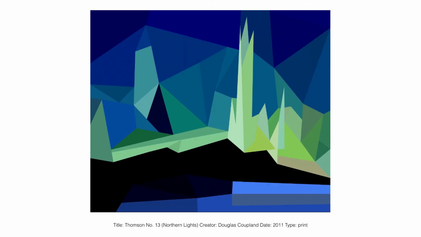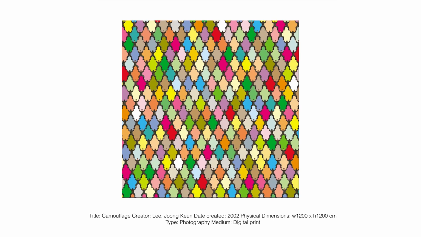This work by Douglas Coupland has a lot of things that are working in harmony with each other. So there's a consistency of the use of angles and lines. There's a consistency in the analogous colors, but the saturation creates a real contrast here. So we've got these brighter colors that are coming forward as foreground elements, and then the muted colors are falling back, giving us a sense of depth in this work.